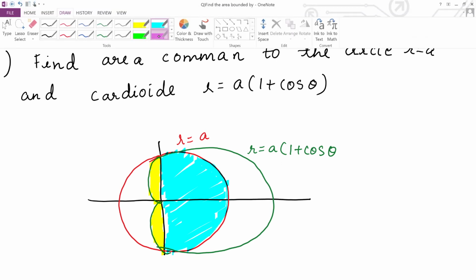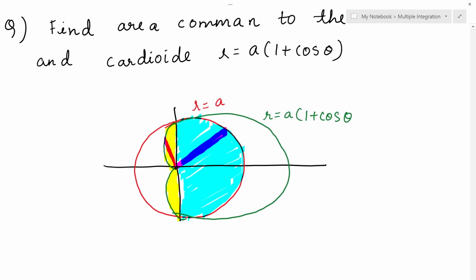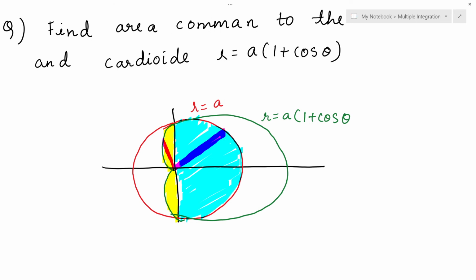Let's take the radial strip. So this is my one strip and this is my another strip. Now I have divided it into two parts, right? This red is nothing but r is equal to a and green is nothing but r is equal to a into 1 plus cos theta. The angle here is 0 to pi by 2 and this is pi.